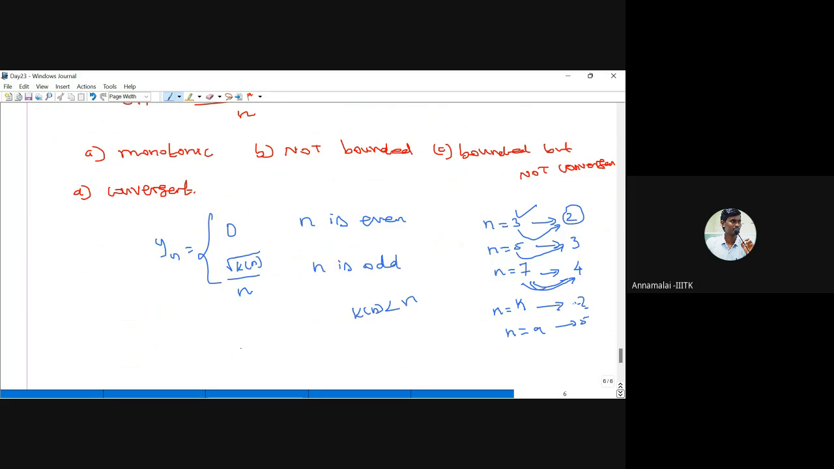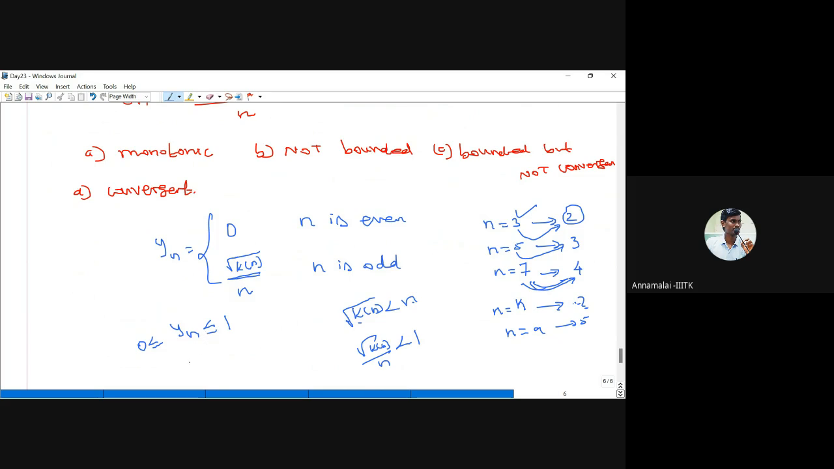So we get square root of k of n by n, where this number is less than this number. Therefore, the square root of this is also less than this one. Therefore, square root of k of n by n is strictly less than 1, bounded by 1. Therefore, this y n is always bounded above by 1, bounded below by 0, because some terms will be 0. Therefore, y n is a bounded sequence.